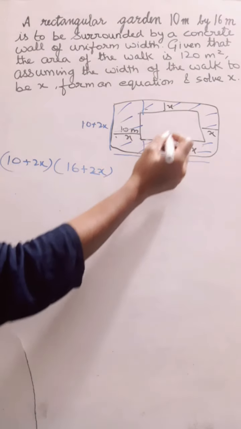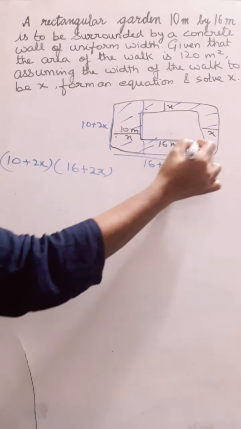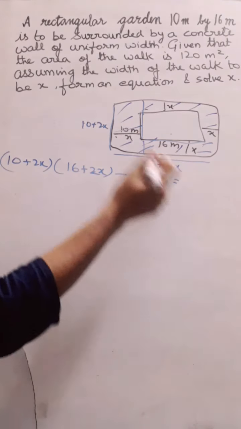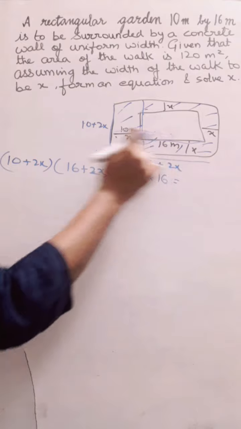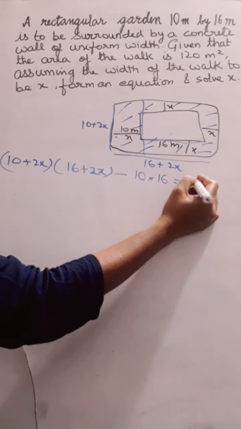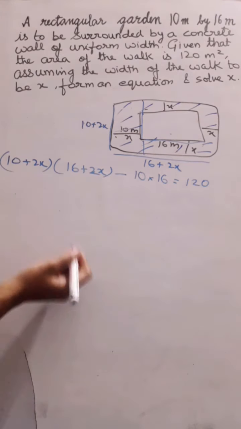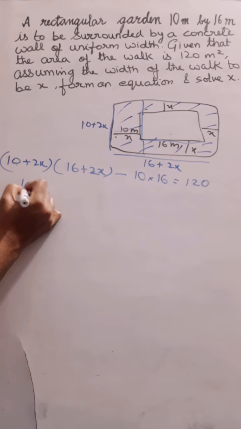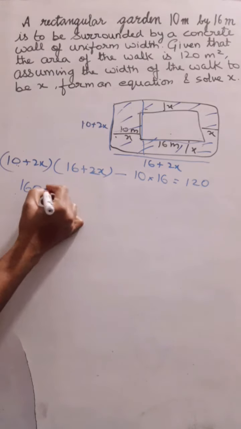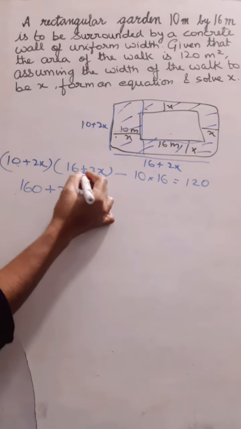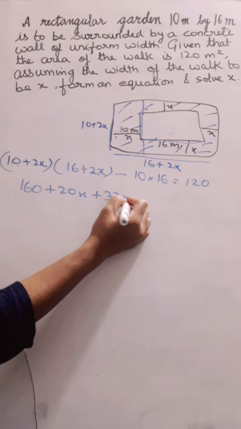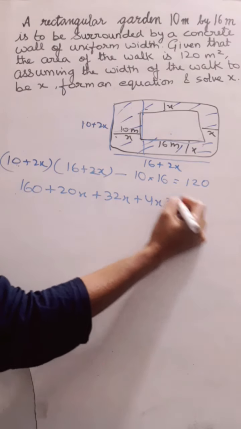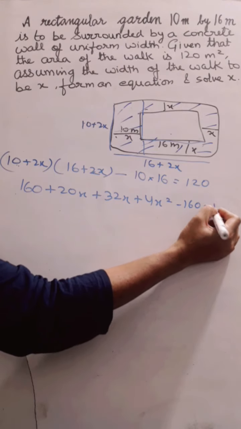Now the area of the small rectangle will be 10 into 16, minus 10 into 16, and this will be equal to the area of the walk. The area of the walk is given 120. Now I need to solve this equation. I will multiply. 10 is multiplied here, I will get 160. 10 multiplied by 2x, so you will get 20x. 2x is multiplied here, 32x. And 2x is multiplied with 2x. You will get 4x square minus 160 equals to 120.